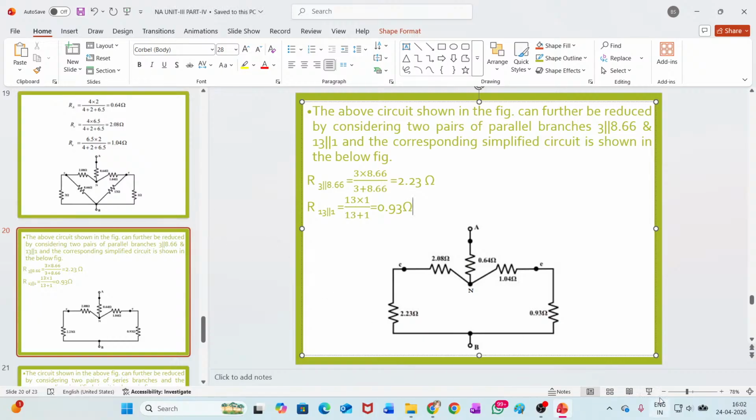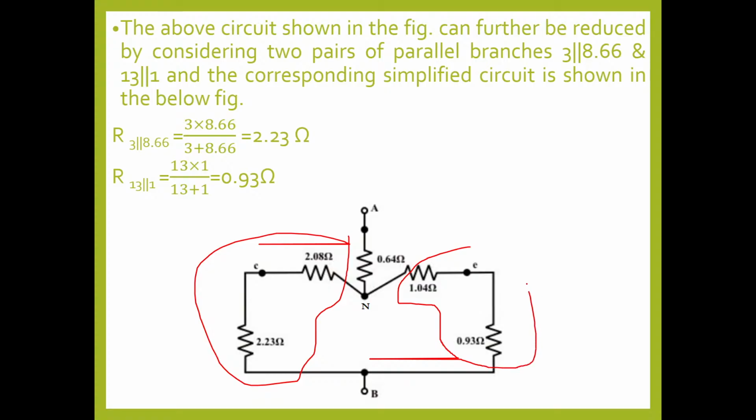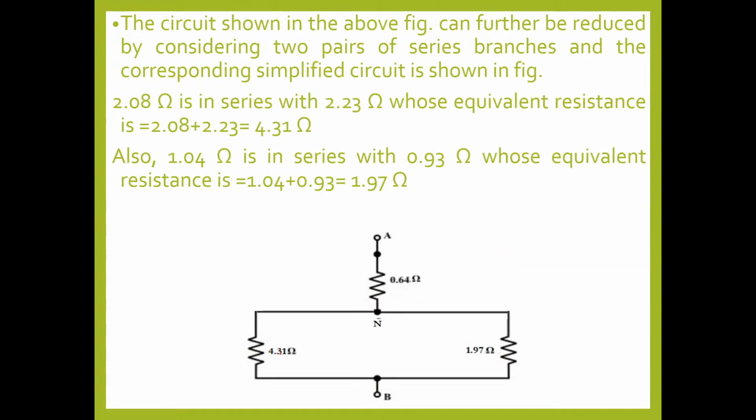Now by looking at this diagram, it is clearly understood that these two resistors, 2.08 and 2.23, are connected in series. 1.04 and 0.93 are also connected in series. So you can simply add these two resistances and add these two resistances. You will get 4.31 and 1.97. Now these two elements are connected in parallel.